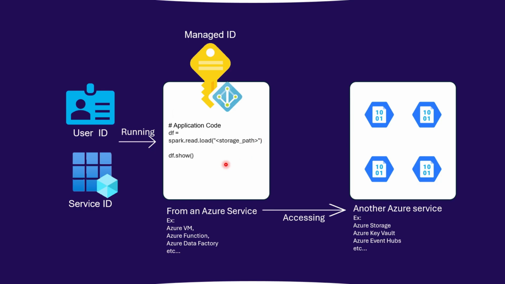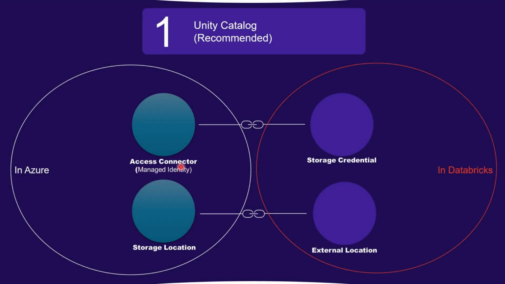Unlike Azure native resources such as Azure VMs or Azure Functions, Databricks does not natively support managed identities. This is where the access connector for Azure Databricks comes into play, acting as a bridge to provide managed identity capabilities specifically for Databricks. At a high level, within Azure, you have the access connector and the storage location. Since these resources exist outside of Databricks, you cannot centrally govern access to them using Unity Catalog.